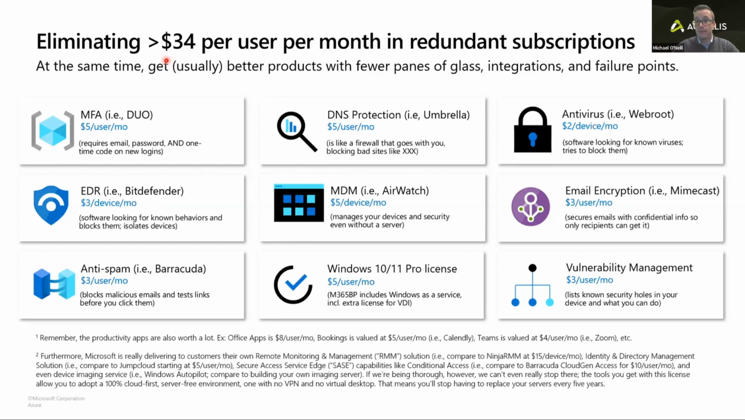$34 is underselling. At the end of the day, that could easily be $50, because if you want to do MDM with AirWatch and you want it to be meaningful, that's more like $15 a device. Everywhere you turn here, this is really a conservative estimate of what you could be using 5, 10, 15 different vendors to do. And I like this better. Fewer panes of glass, fewer integration points, fewer accounts to hack, fewer things to go down in the middle of a workday.